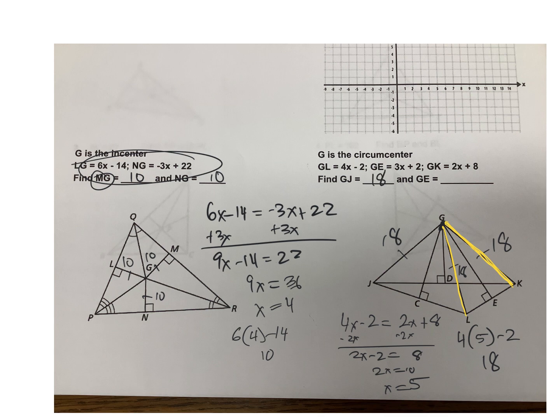And GE, we don't know, but x is the same in all of the expressions in the picture. So we have to plug 5 in for the GE section. So 3 times 5 plus 2 is 15 plus 2, which is 17.